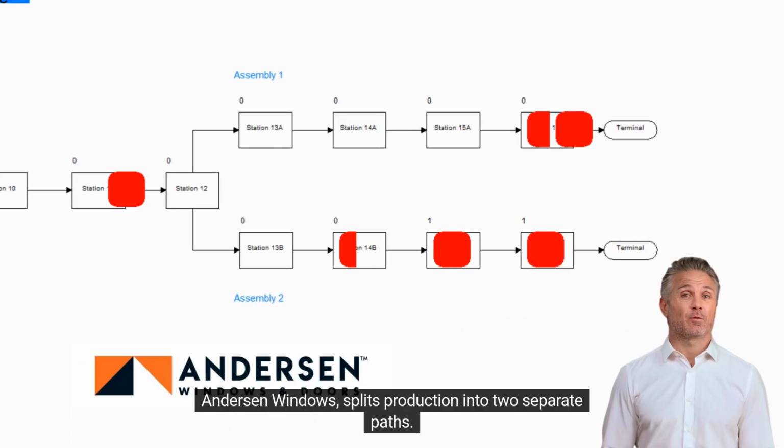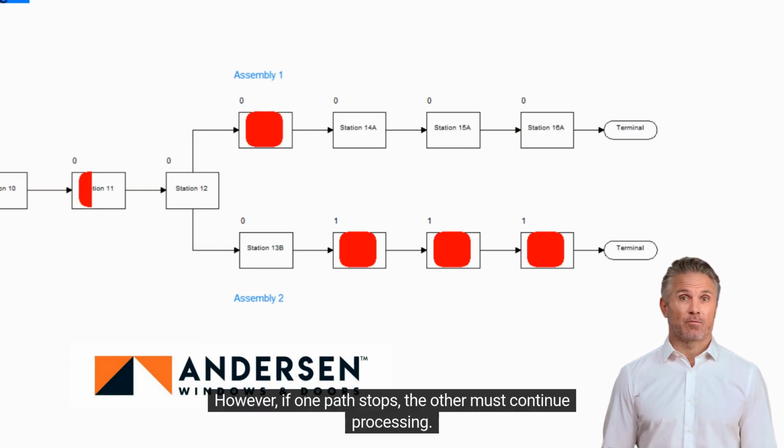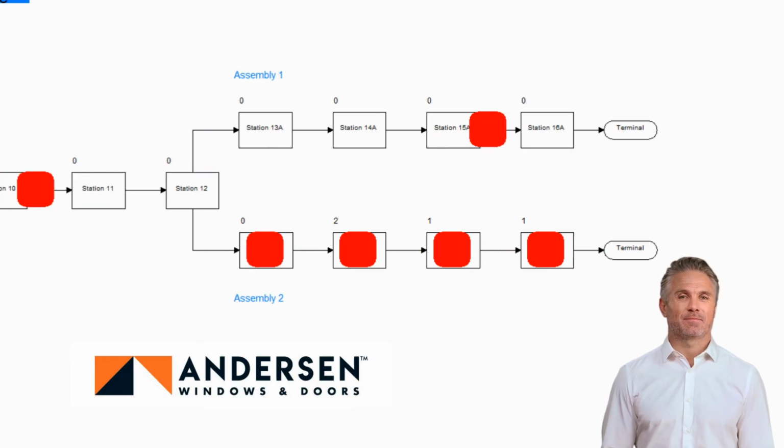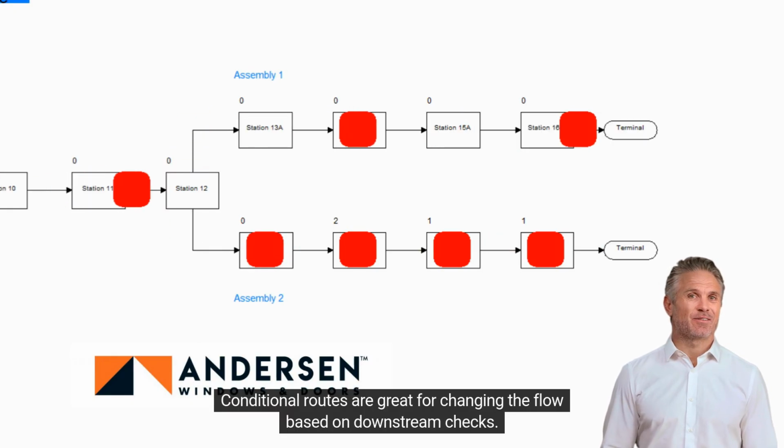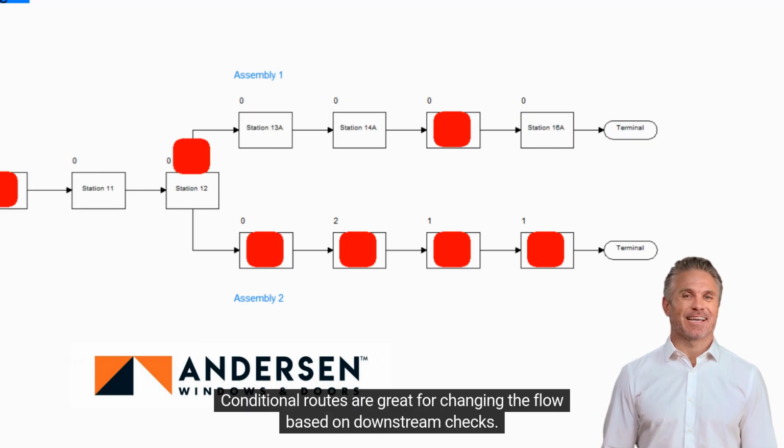Anderson Windows splits production into two separate paths. However, if one path stops, the other must continue processing. Conditional routes are great for changing the flow based on downstream checks.